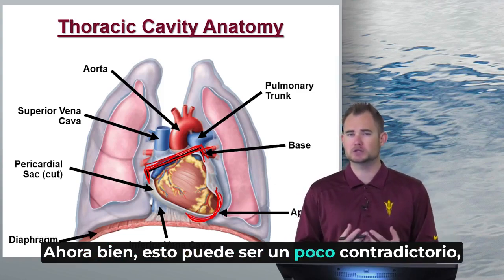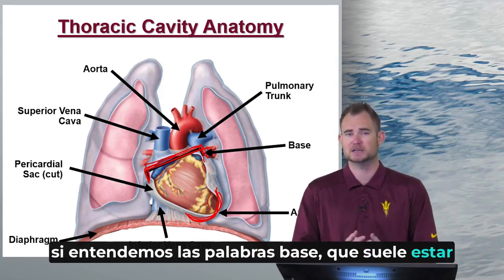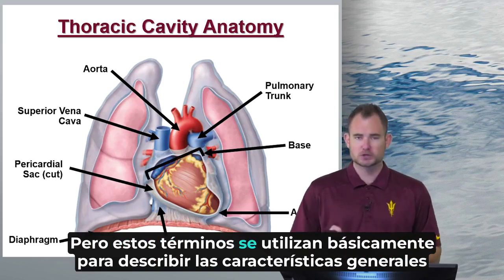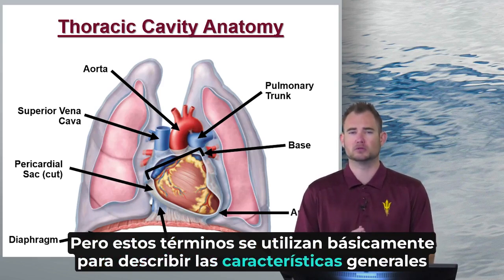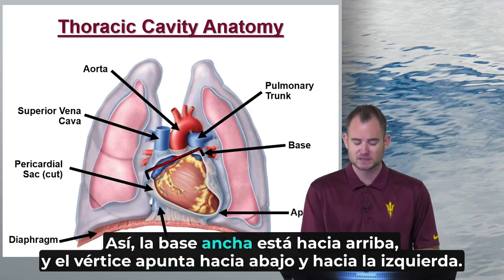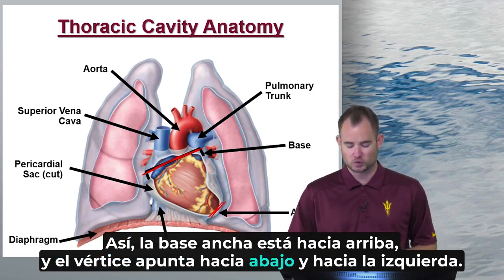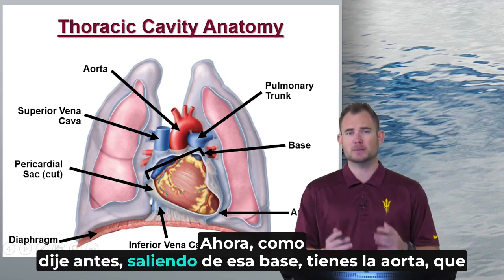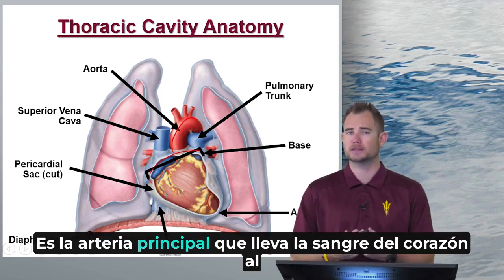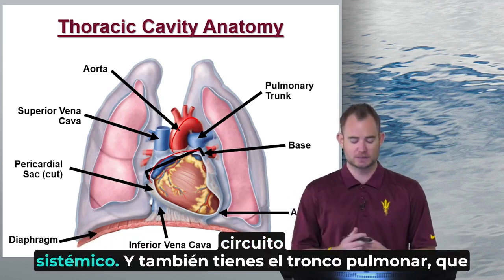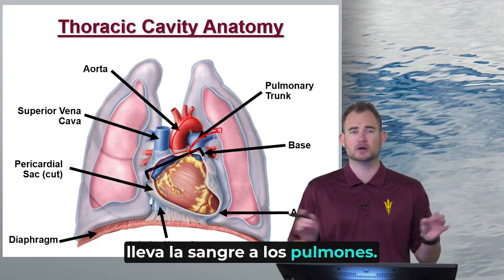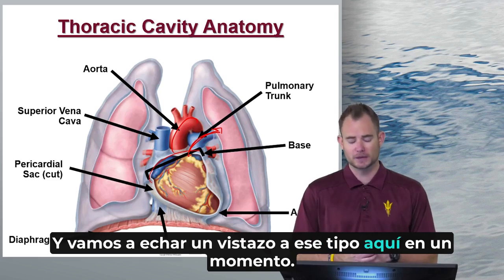Now, this might be counterintuitive based on your understanding of the words base, which is usually on the bottom of something, and apex, which is usually the top, but these terms are used to describe the general features or the broad anatomical appearance of these structures. So the broad base is to the top and the apex points down and towards the left. Like I said before, coming out of that base, you have the aorta, which is the major artery that carries blood away from the heart to the systemic circuit. And you also have the pulmonary trunk, which carries blood out to the lungs. We'll take a look at that in just a little bit.